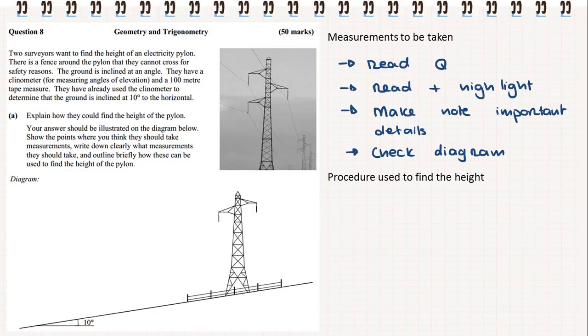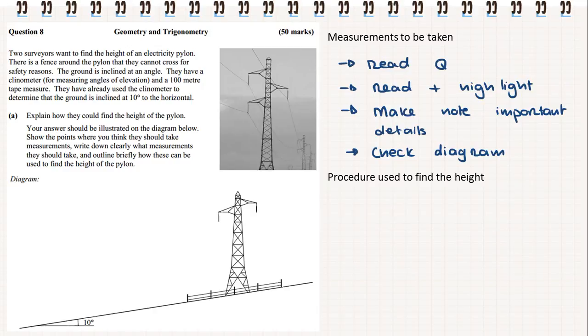Okay, so two surveyors want to find the height of an electricity pylon. There's a fence around the pylon that they cannot cross for safety reasons. The ground is inclined at an angle. They have a clinometer for measuring angles of elevation and a 100-meter tape measure. They've already used the clinometer to determine that the ground is inclined at 10 degrees to the horizontal.